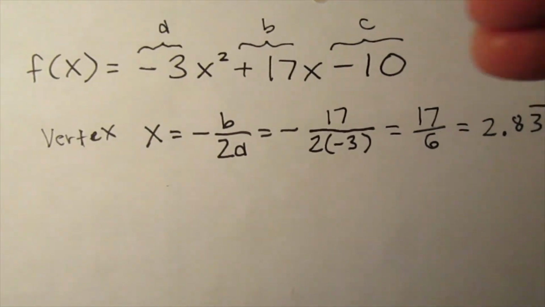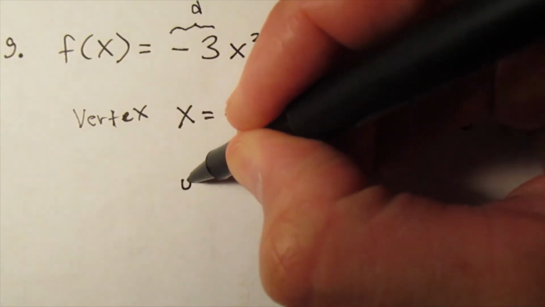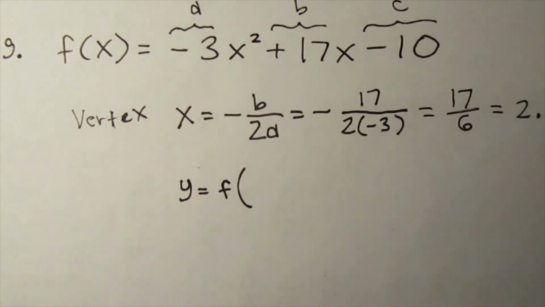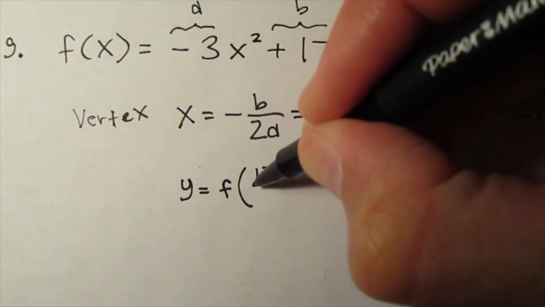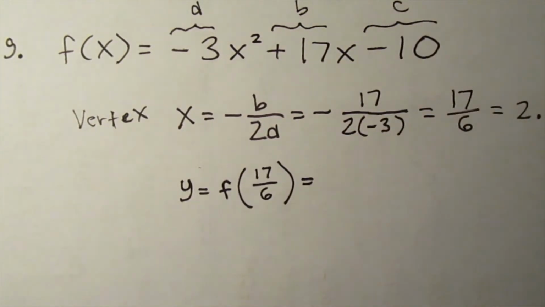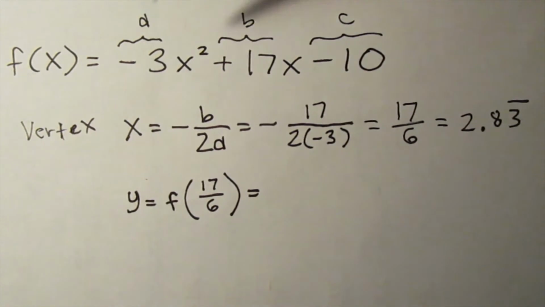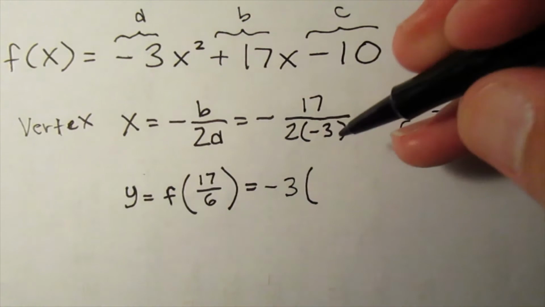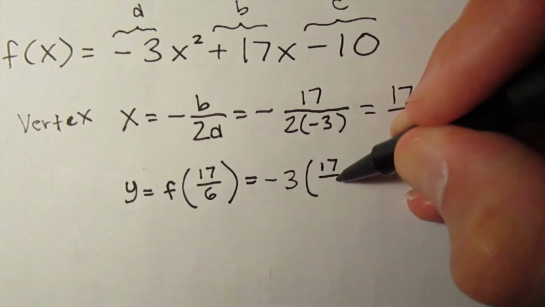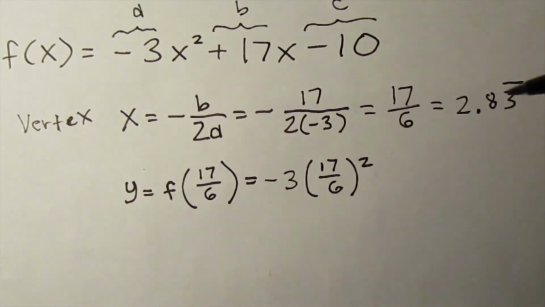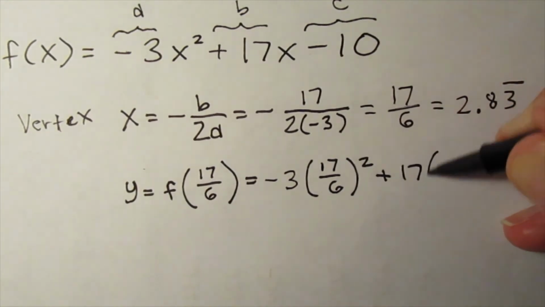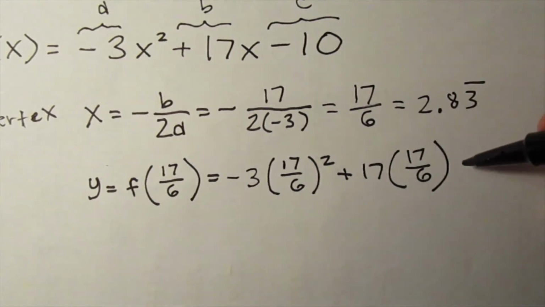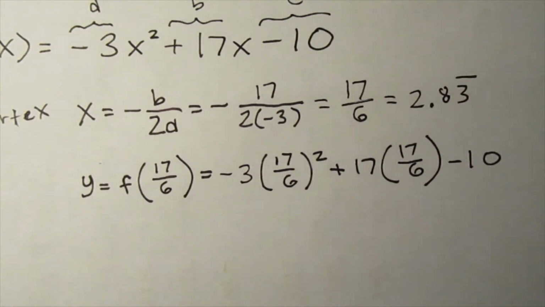How to find the y-coordinate? You have to find f evaluated at the x value I just found, so that's 17/6. So stick 17/6 in there. It'll be negative 3 times 17/6 squared plus 17 times 17/6 minus 10. Okay, how is that?